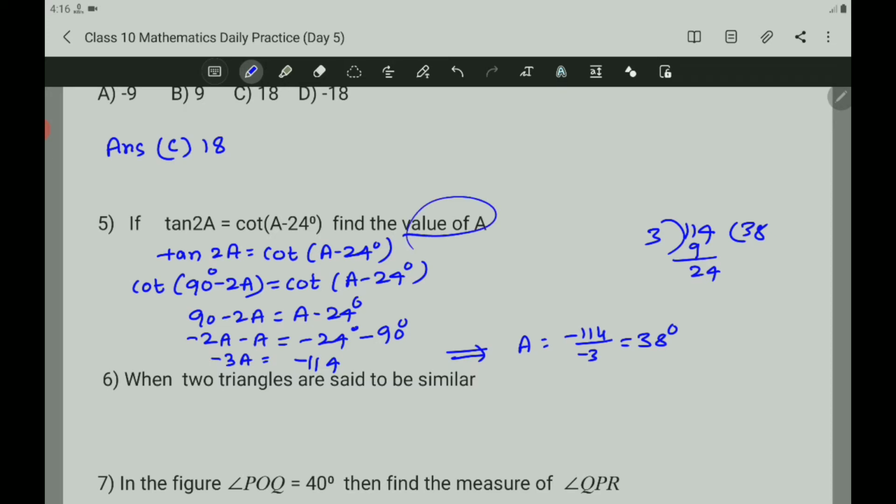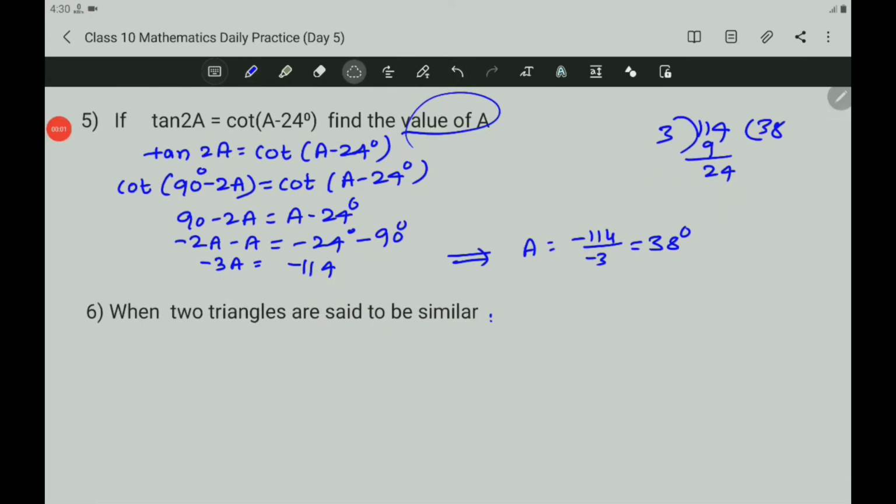Here the main thing, here tan is there, here cot is there. You must convert this tan into cot. While converting this tan into cot, that 2a becomes 90 minus 2a. If this tan is converted into cot, 2a converts into what? 90 minus 2a, because the complementary of tan is cot.